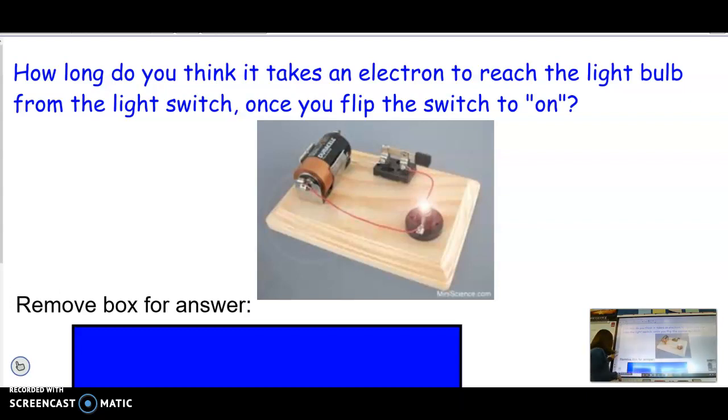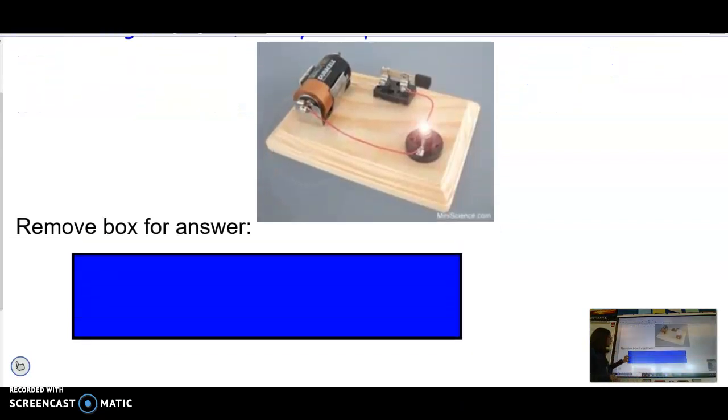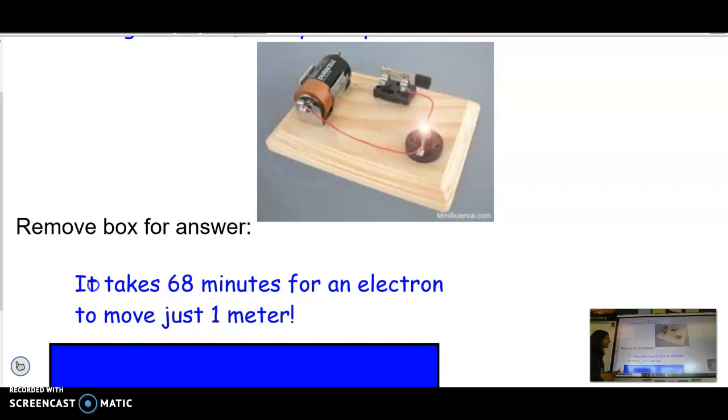So here is the basic answer to that question. It takes 68 minutes for an electron to move 1 meter. So certainly in this picture, that is not a meter apart. But if it was just 1 meter apart, it would take 68 minutes, longer than this hour, longer than this class period, in order for that electron to make it from one place to another.